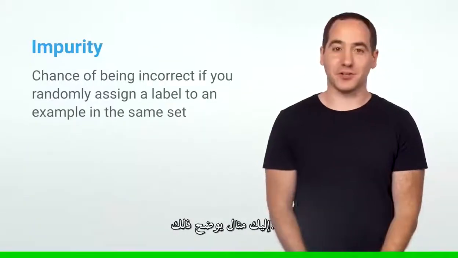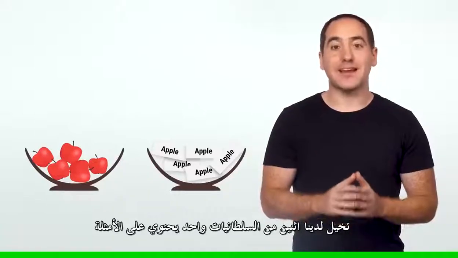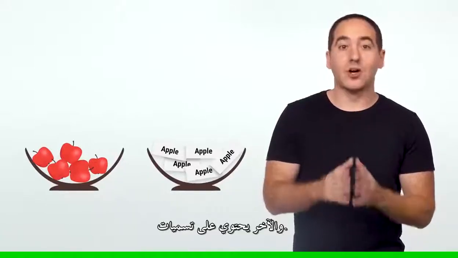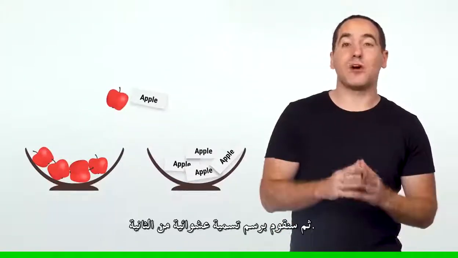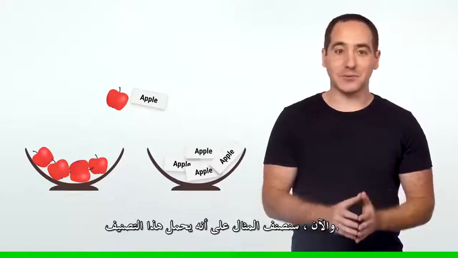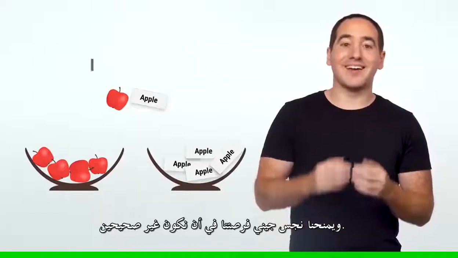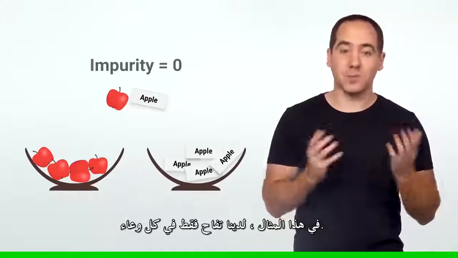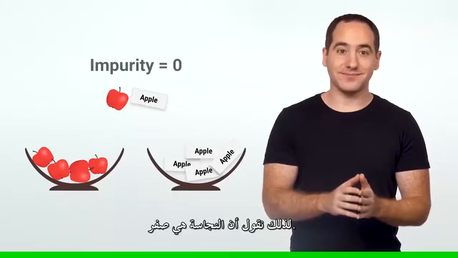Here's an example to make that clear. Imagine we have two bowls, and one contains the examples and the other contains labels. First, we'll randomly draw an example from the first bowl. Then we'll randomly draw a label from the second, and now we'll classify the example as having that label. And Gini impurity gives us our chance of being incorrect. In this example, we have only apples in each bowl. There's no way to make a mistake, so we say the impurity is 0.